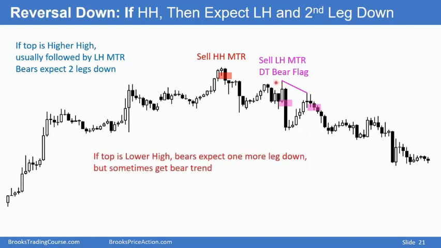If you're selling a lower top, here we have a double top lower high major trend reversal. If you take that short, you expect at least 1 more leg down, because with a reversal, you're expecting 2 legs down, 1 pullback, 2. If you're selling a lower high, you're selling after the first leg down, your minimum goal is 1 more leg down, although you can get many more legs down.